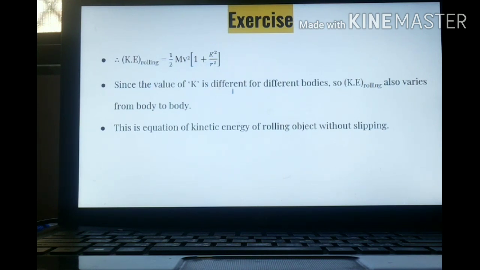Since the value of k is different for different bodies, kinetic energy of rolling also varies from body to body. Okay, those who have seen my previous lecture, I have given a deep perspective on what k square upon r square is. There is one numerical value based on which k square upon r square's value keeps changing, and with the help of k square upon r square's value we can find out translational kinetic energy, rotational kinetic energy, as well as total kinetic energy. So this is the equation of kinetic energy of a rolling object without slipping.